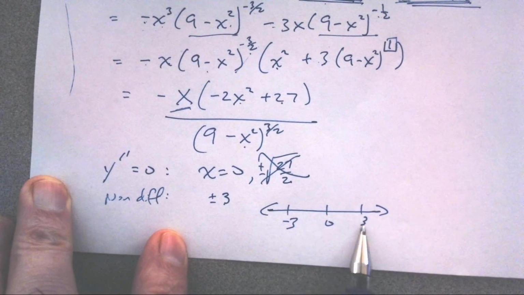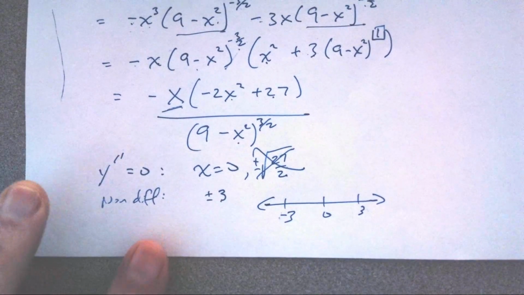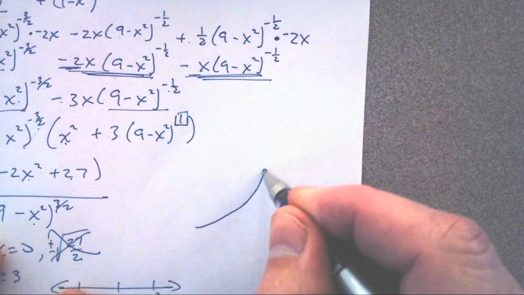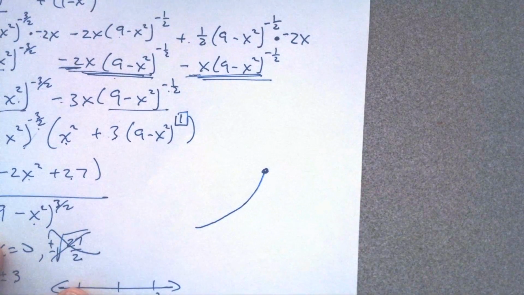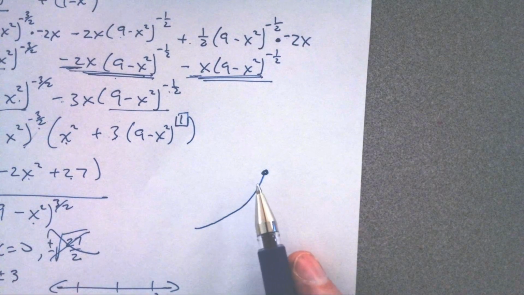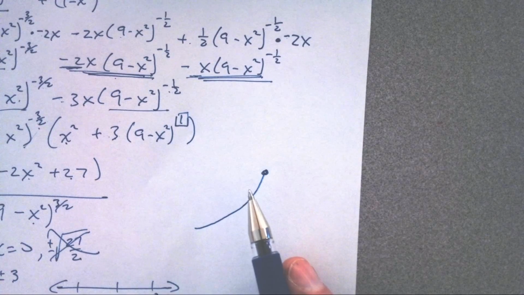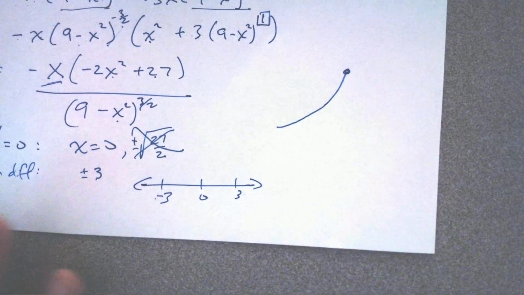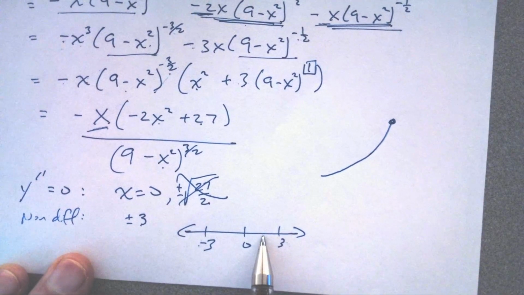But these guys are just endpoints. Can an endpoint be a point of inflection? Can that endpoint be a point of inflection? Did the concavity change there? No, it just stopped. An endpoint can't be a point of inflection, so we don't have to test those. I just need to know what happens when I put in a positive.